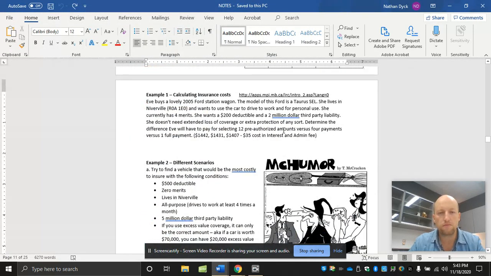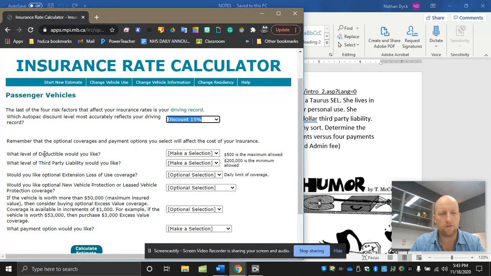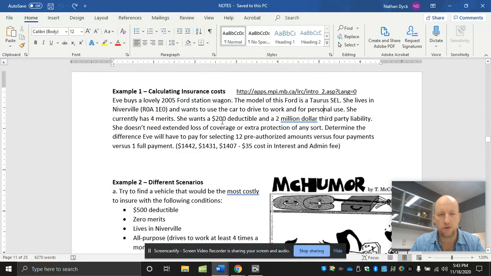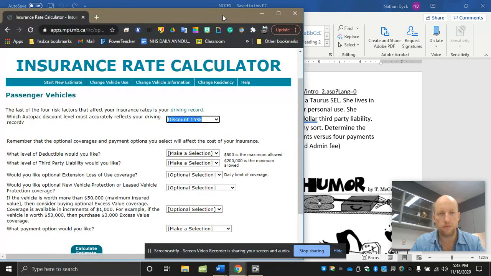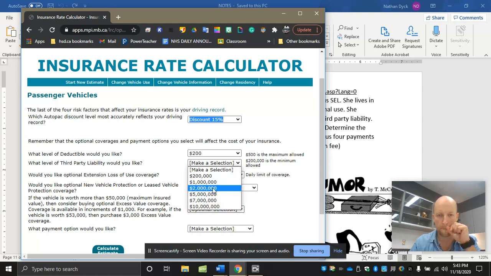And beyond that, it says she wants $2 million third-party liability. Anything else we need to keep in mind here? What level of deductible? Does it say yes, $200 deductible? All right, so let's take a $200 deductible. Third-party liability is $2 million. Oh, look at that. You can do $5 million, $7 million, and $10 million, so from 200,000 all the way to 10 million. So she's kind of going in the middle of the pack there. I think even mine is right around the 2 million mark.